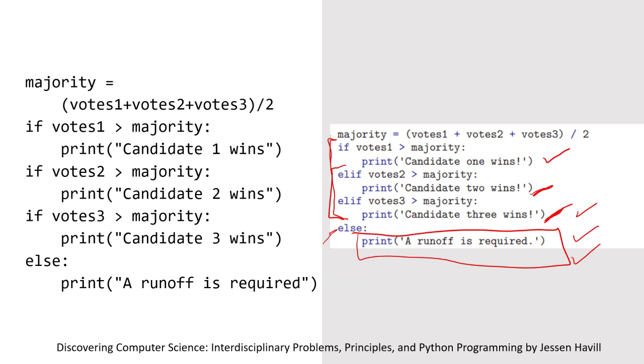The reference of all these questions is the book titled Discovering Computer Science.